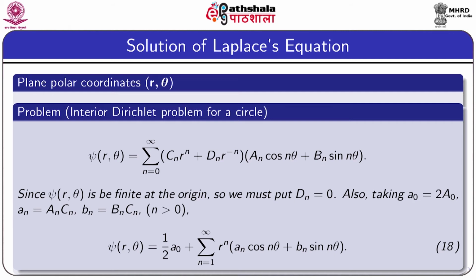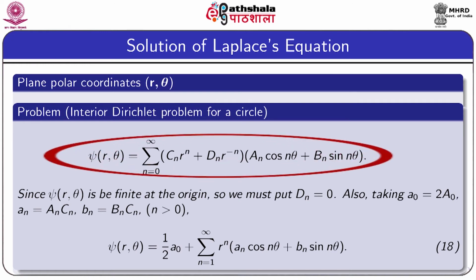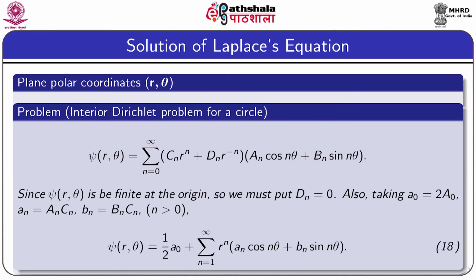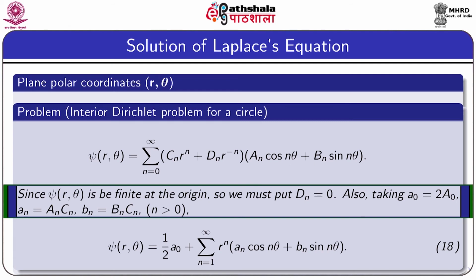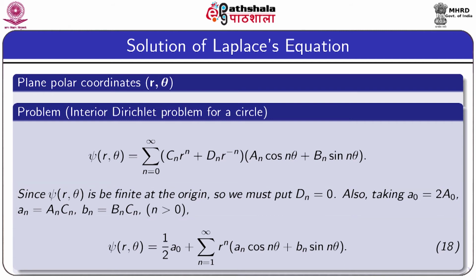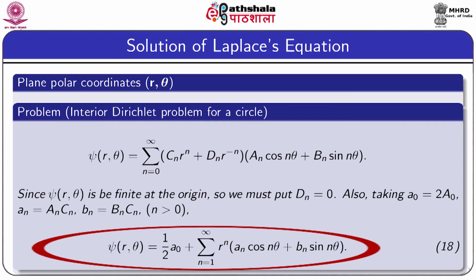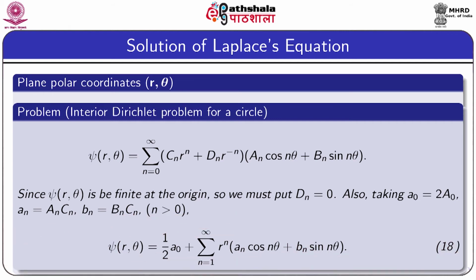Now, using the principle of superposition, the solution psi can be written as the sum over n of Cn r to the power n plus Dn r to the power minus n, into An cos n theta plus Bn sin n theta. Again you can see that psi(r, theta) is finite at r equals 0. So, it is possible only when Dn equals 0. Substituting Dn equals 0 and defining the constants in this way, which is written here, we can write the solution in the form psi equals half a0 plus the sum over n of r to the power n into An cos n theta plus Bn sin n theta.